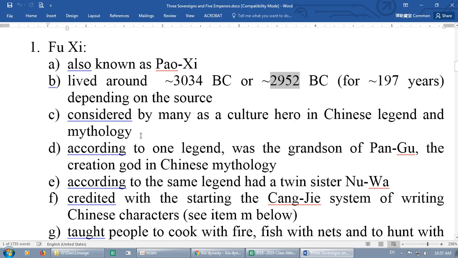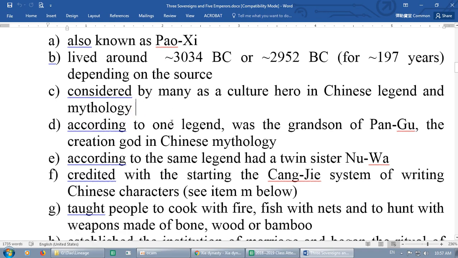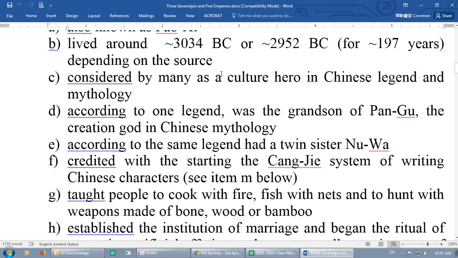Fuxi existed. He is also considered by many scholars as a cultural hero in Chinese legend and mythology. Culture hero meaning someone, like a lot of ancient cultures have similar culture heroes. Even the ancient Babylonians, what the heck is his name? That culture hero, I forgot the name.